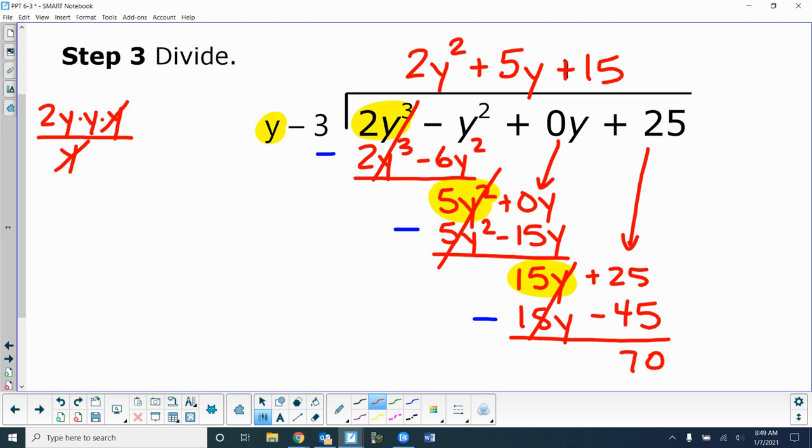70. That's my remainder. So here's how I write our remainder. Because it's a positive 70, I'm going to put plus 70 over y minus 3. Whatever you're dividing by is the denominator of your remainder. So that's long division. Question?